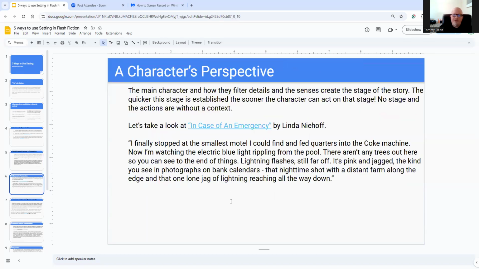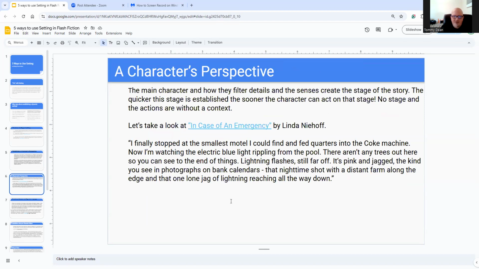The main character and how they filter details and the senses create the stage of the story. The quicker the stage is established, the sooner the character can act on that stage. No stage and the actions are without context. How can you have a ghost story if you don't have a place to put the ghost or for the ghost to interact with the place that they are in?